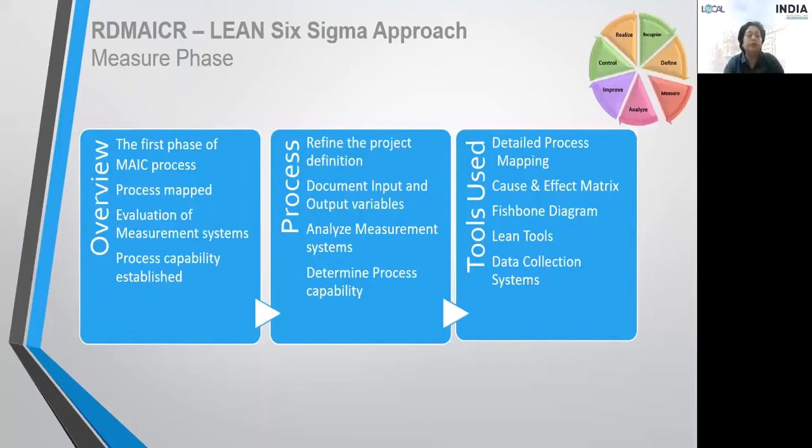Now comes the measure phase. We have defined the problem statement and we have found out what the issues are that we need to solve. This is the first phase of the MAIC process. MAIC is the measure, analyze, improve, and control process. The process is mapped, the measurement systems are evaluated, and process capability is established. The processes used are define the project definition, document input and output variables, analyze the measurement system, and determine process capability. The tools used in this phase are detailed process mapping, cause and effect matrix, fishbone diagram, lean tools, and data collection systems.